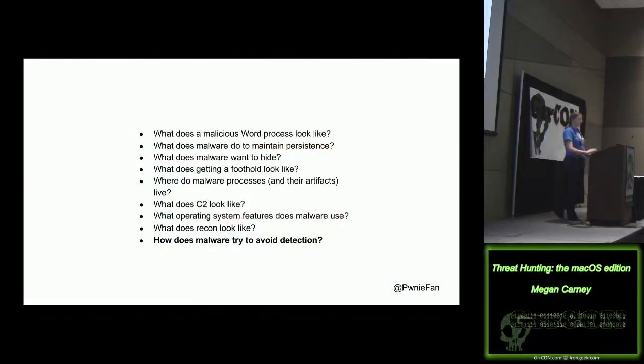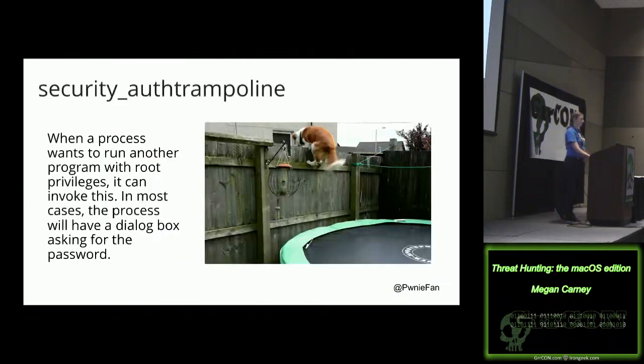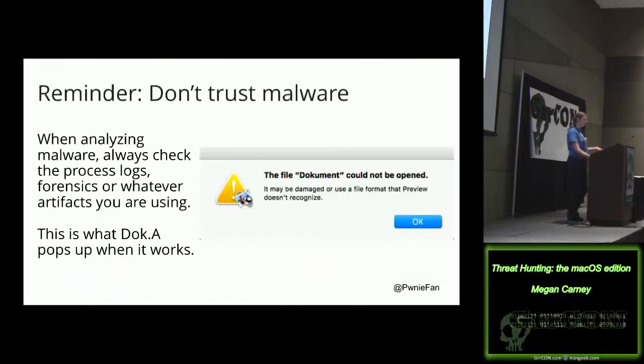How does malware try to avoid detection on a Mac? This is where we need to take another little detour. So there's something on the Mac called security off trampoline. And this is basically when you come in as an installer and you want to run with root privileges, but you don't have them, this is how you get them. In most cases, it pops up this little dialog box that you have to enter your password in. And this is, just to be clear here, security off trampoline is a legitimate tool that's used by legitimate installers and illegitimate installers. But I thought it might be interesting to look for rare processes that use it.